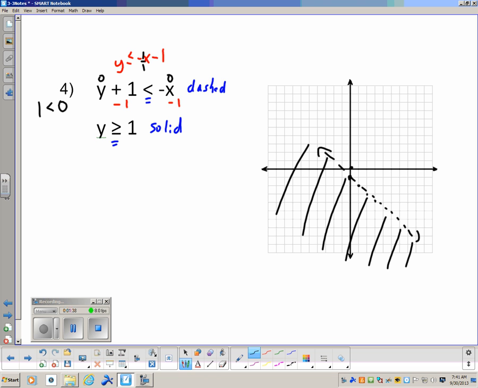So our next one there, we got y is greater than or equal to 1. Now all we have is a y. Whenever you have a y here, it's going to be a horizontal line. There's no x in this at all. So all my y values there are equal to 1. So I can come up here to 1, and I can draw a horizontal line through it. It's got to be solid.